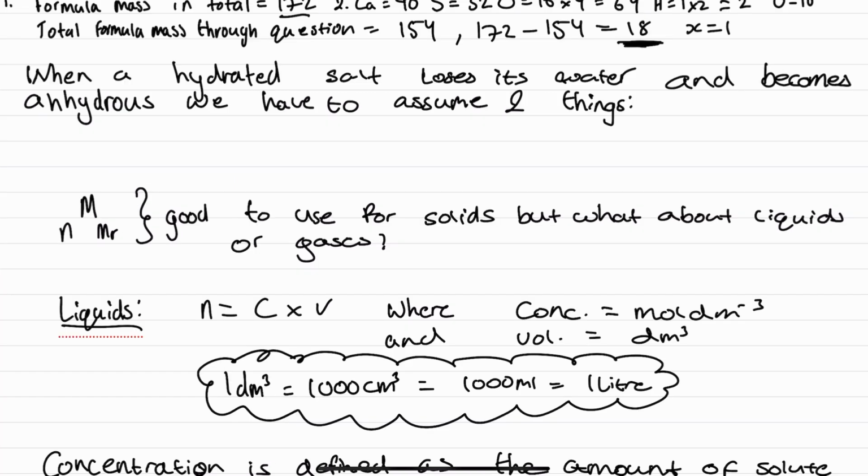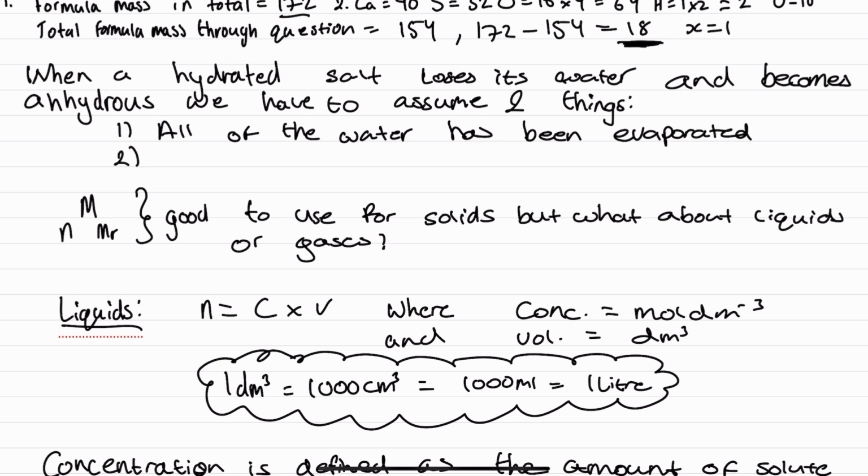Right, now when a hydrated salt loses its water and becomes anhydrous, we have to assume 2 things occur. Number 1, that all of the water has been evaporated. And number 2, that no further decomposition has occurred. Now the reason being is because we have to assume that the weight that we got after is purely only because the water of crystallization has been evaporated away, not because we lost any of the actual crystalline structure or because some water was still left in.